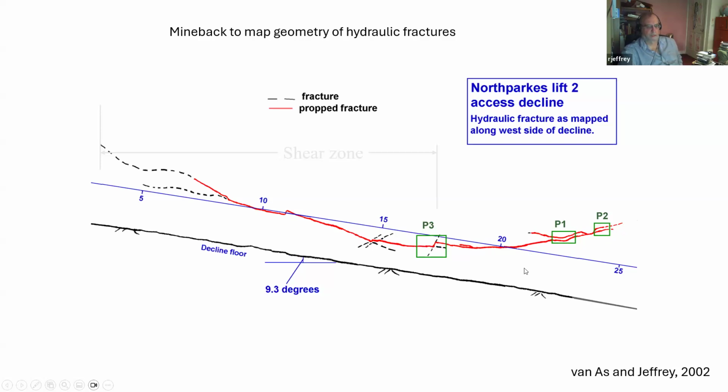You can see overall here, we got a number of offsets along the fracture, usually at places where the fracture interacted with natural fractures. And we got a few small branches in the fracture developing. The next slide shows a photo taken at location P1.